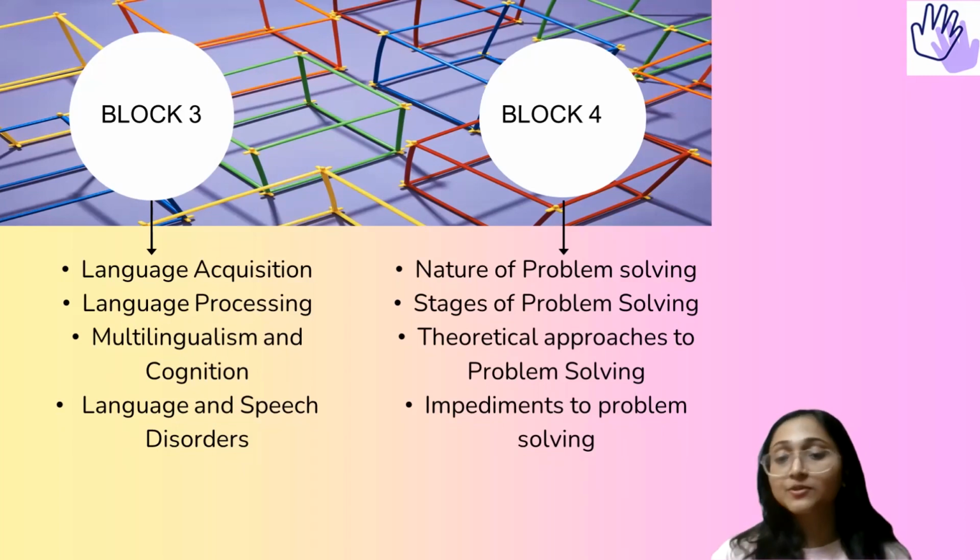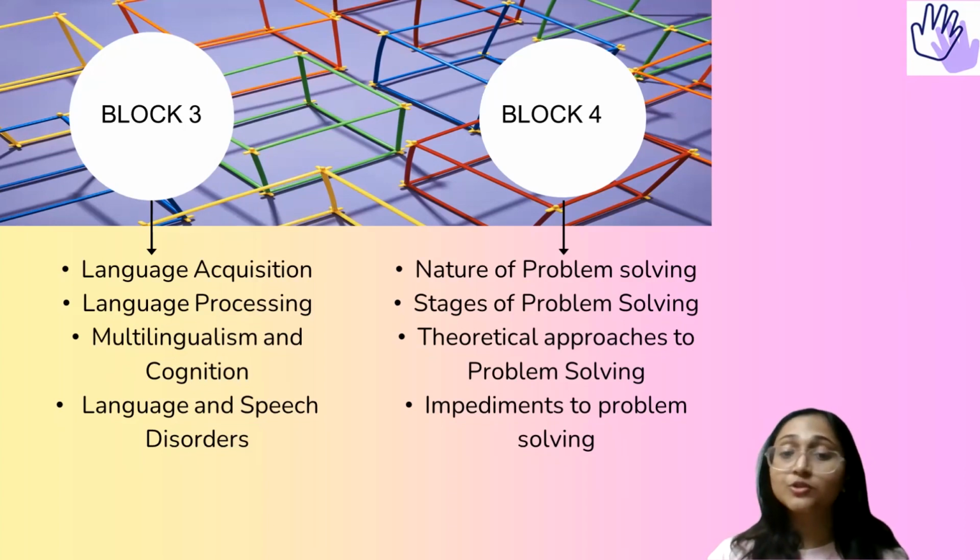In the last unit, we'll be talking about the language and different speech disorders which evolve, what are the biological factors, what are the environmental factors, and what are the different brain structures which are involved in the language and speech disorders. In the fourth block, which is the last block of the paper, we'll be talking about problem solving, which is the nature of problem solving, what are the characteristics of problem solving, and what are the different stages of problem solving. We're talking about that in very detail in the second unit.